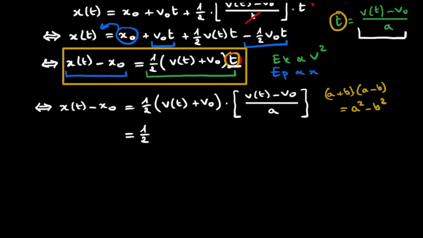We have 1/2 times 1 over a, because this 1 over a can be put outside of these brackets. And then we simply have v of t squared minus v0 squared. And now it is really starting to look like the conservation of energy, because we now have this v squared, which is indeed in the formula for kinetic energy. So to bring this home, we're going to do the following.